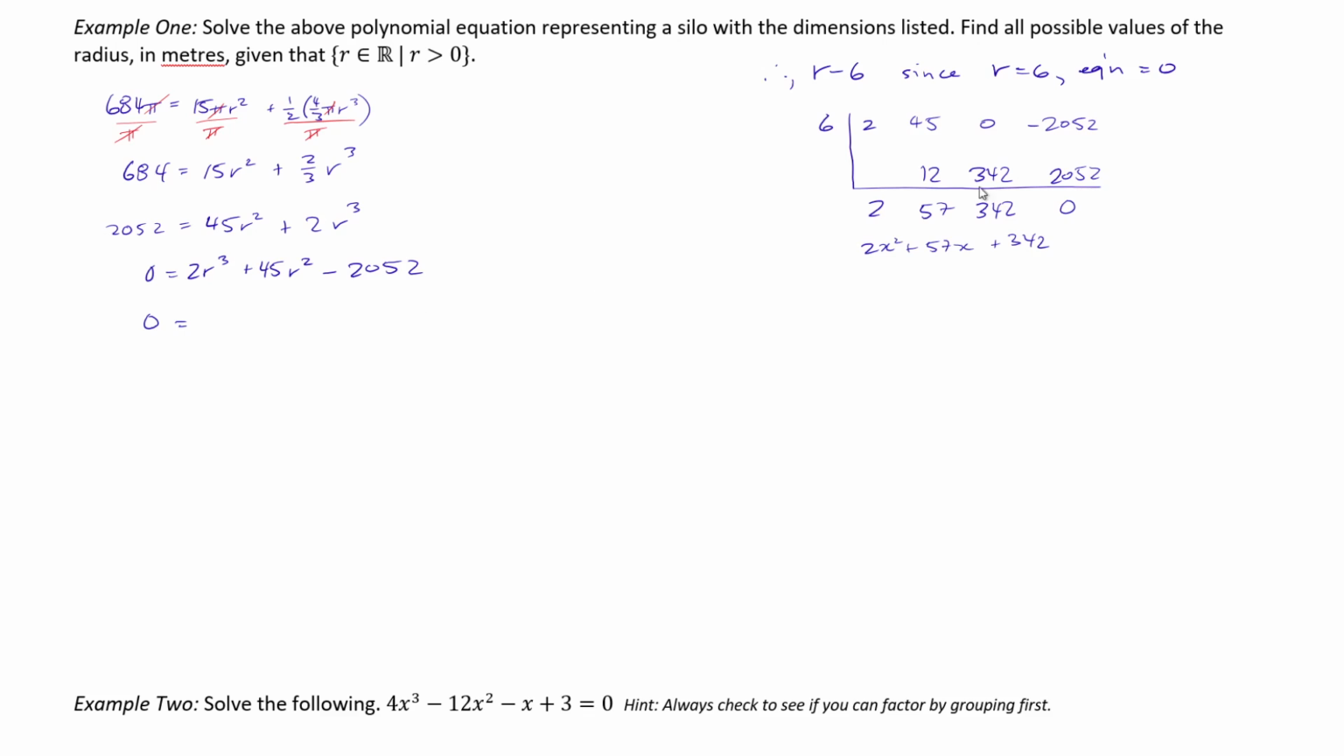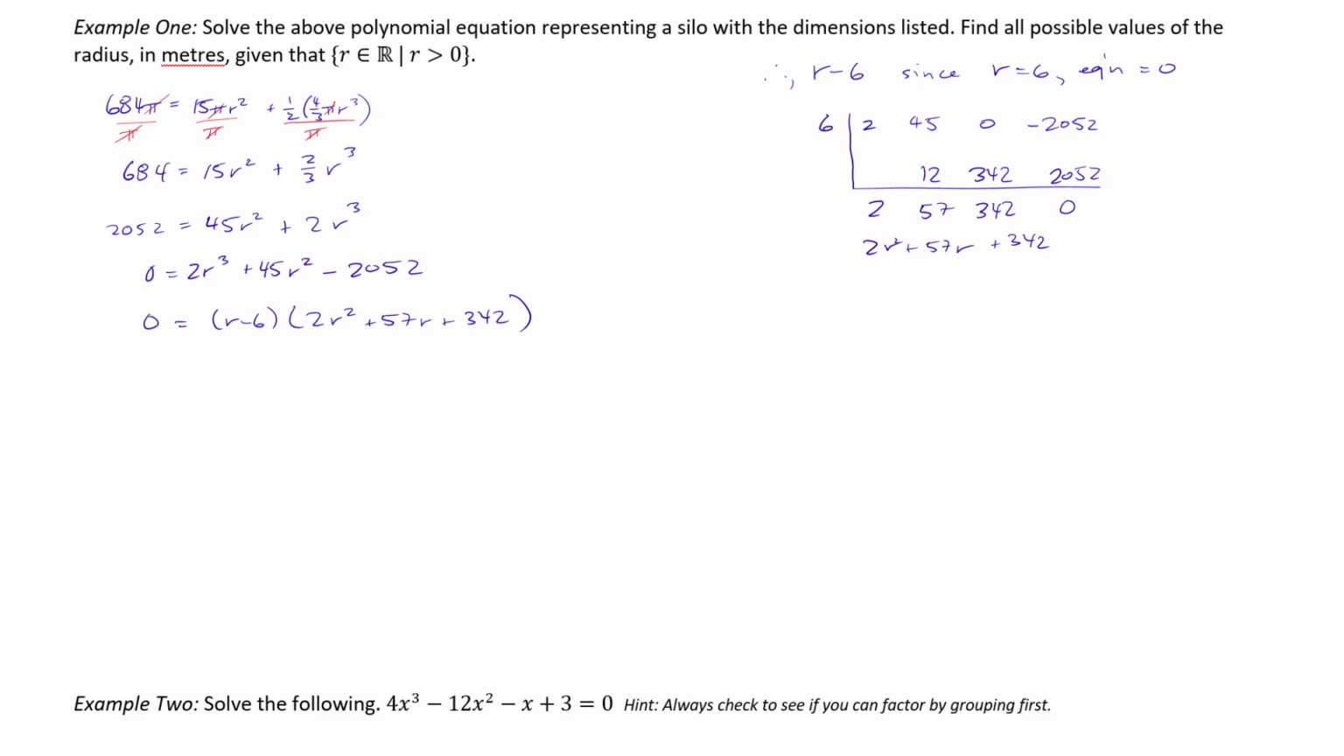So let's go back here. 0 is equal to, and remember, r minus 6 is a factor. Sorry, I goofed over here. I put x's, and they really should have been r's. So 2r squared, 57r. There we go. So r minus 6, and then we have 2r squared plus 57r plus 342. Okay, so 6 is definitely a possibility.